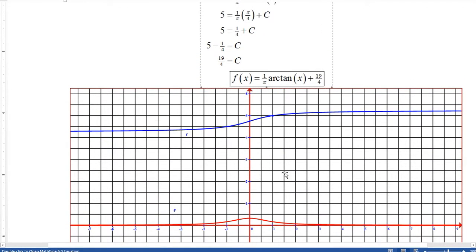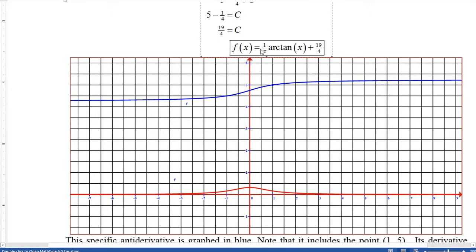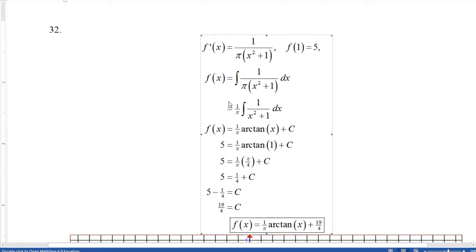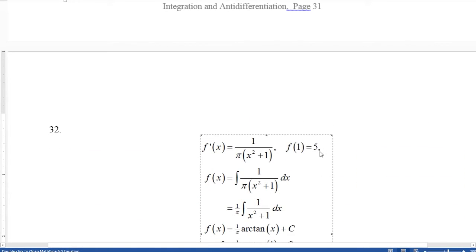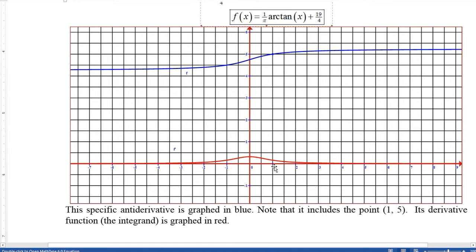Now here I have the original f of x that we're looking for. Our final answer is in blue here. You can see it graphed, 1 over pi arctangent of x plus 19/4. And it should go through this point that we talked about, 1, 5. Where's 1, 5? I got a little dot there, see it? So it does, in fact, go through 1, 5. That's good news. And then the derivative is down here.